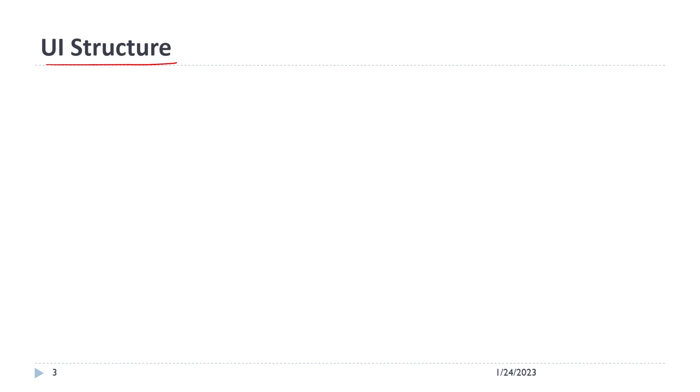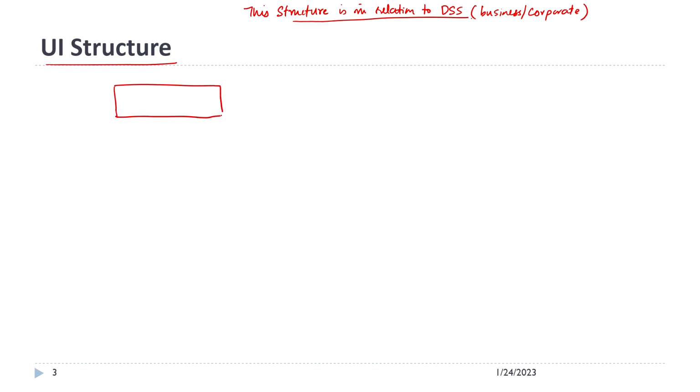Now, with these 4 components, we go into what I call the UI structure. By the way, this structure is in relation to DSS and the business or corporate. This discussion is mostly based on the DSS meant for corporate or business decisions. So, as we said, the major components, as mentioned earlier, are data management and the DBMS, dealing with the data.